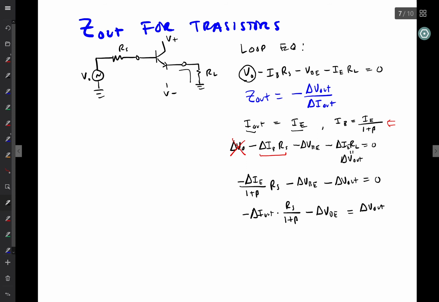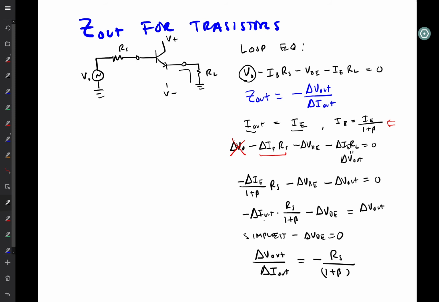So now we go back to our results where first of all we're assuming that delta VBE is equal to 0. That is the simplest model. So simplest assumes that delta VBE is equal to 0, that is VBE is fixed, and I get that delta V out divided by delta I out, which is given right there, is going to be equal to minus the source resistance divided by 1 plus beta. So what you see is that the source resistance is actually decreased by the fact that the transistor can amplify the current. Now, this is the simplest model. It's the most important one.